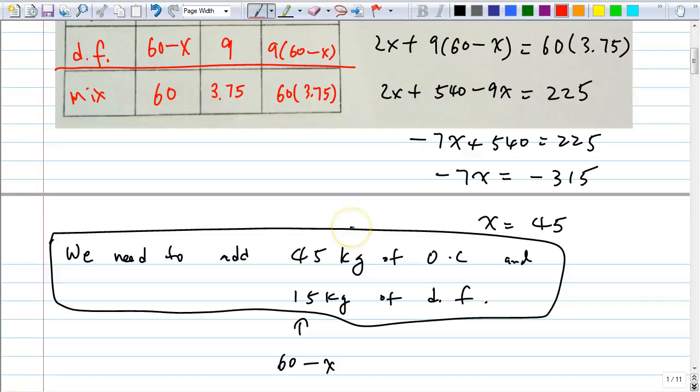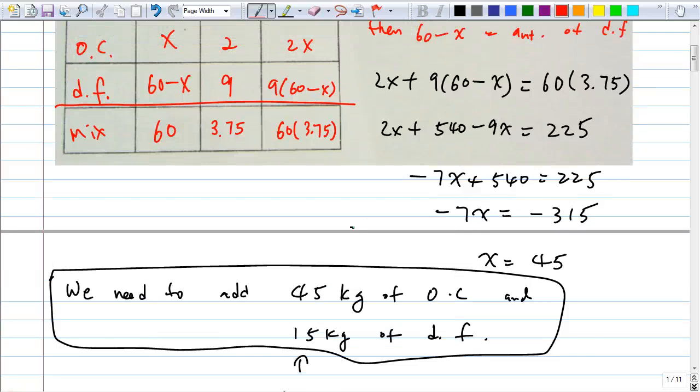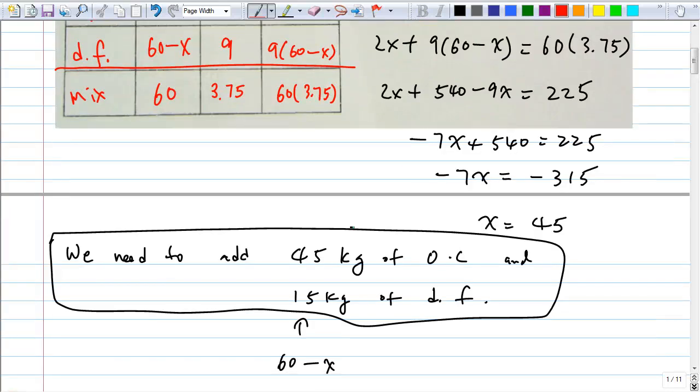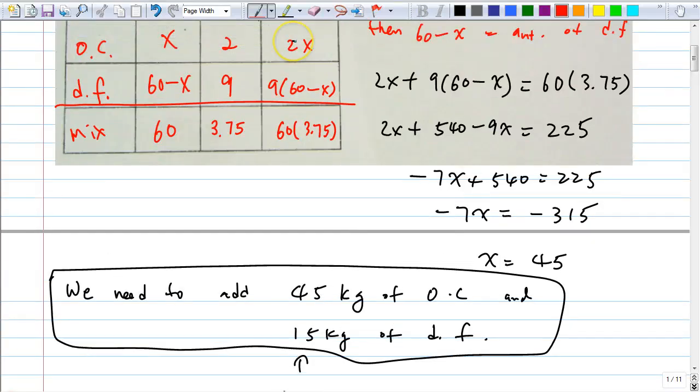Very good. And where did you get 15 kilograms of the dry fruit? Malia, how did you get that? How did Colby get it? Yeah, 60 minus 45. We knew that it has to be equal to 60, right? So does that make sense, guys? At the end, the total cost should be the same, right? The dry fruit and then the cereal should cost 60 times 3.75, correct?